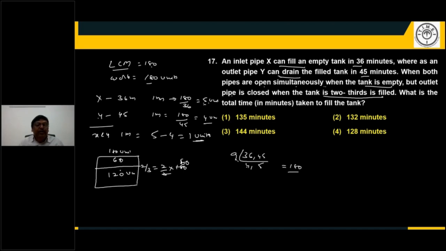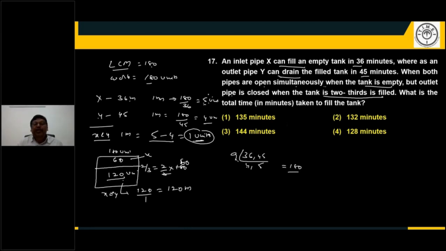So for these 120 units, until 2/3 is done, both are working. If both are working, in 1 minute X and Y do 1 unit of work. To do 120 units of work, it will take 120 by 1, 120 minutes. Why? Because both X and Y are working here. Now, after this, Y is closed. Only X has to do the rest.